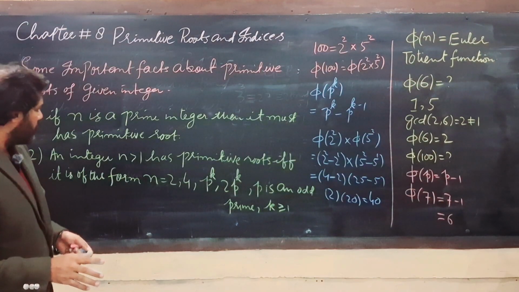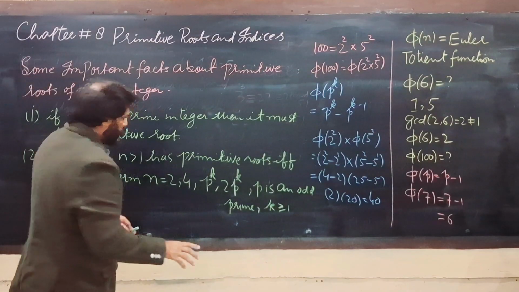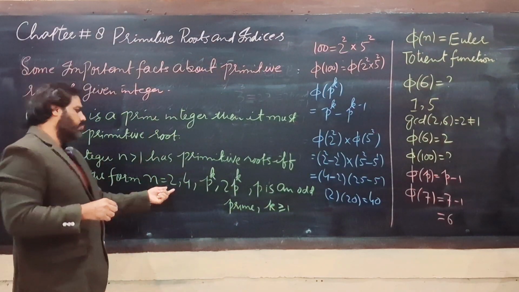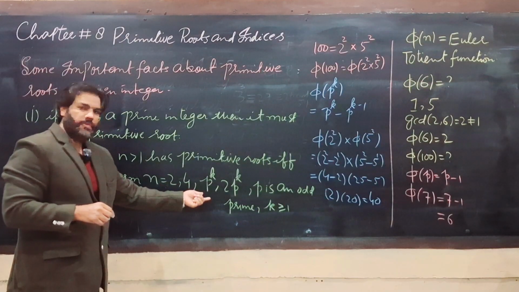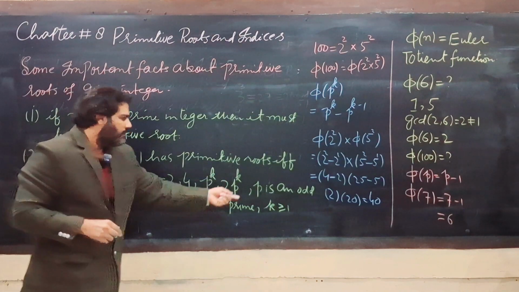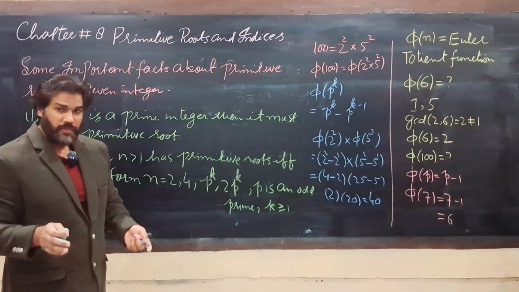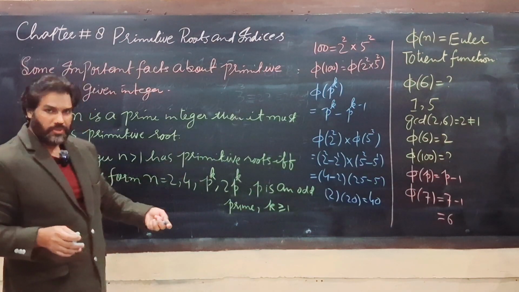If your integer n, whose primitive root you want to calculate, is 2 or 4, or it is a power of any prime p, or 2 times a power of prime p, where p is an odd prime, because there is only one even prime, that is 2, that is mentioned here. All other primes are odd.